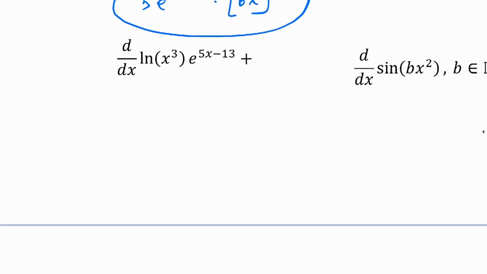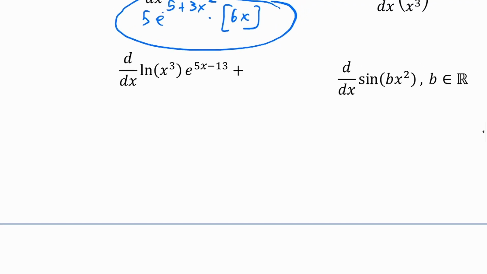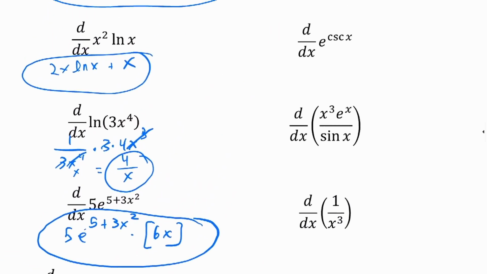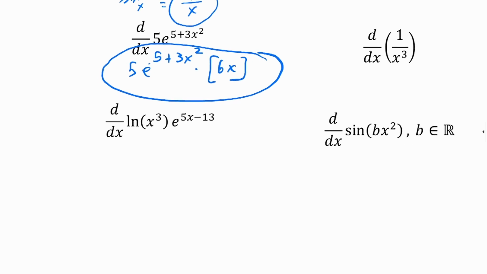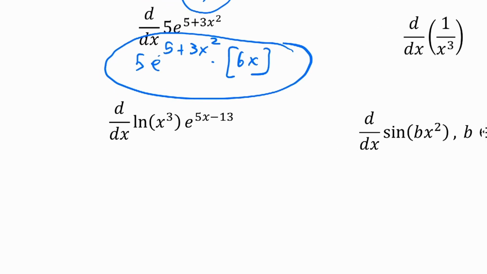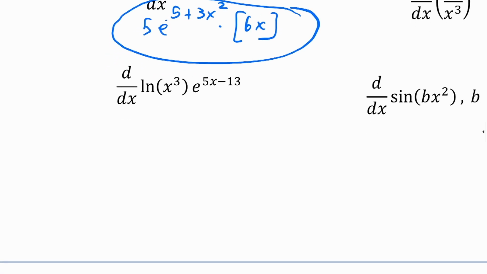Okay, so now we have a sort of a very difficult problem here. There's a slight typo. I apologize. This will be taken care of. We can just draw a little bit of a white marker there. So we have the derivative of ln of x cubed times e to the 5x minus 13. So this is a product rule and a chain rule combination here. A little bit trickier, but either way, let's do it.